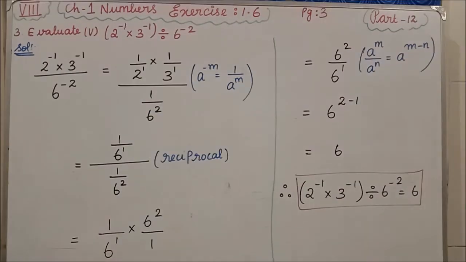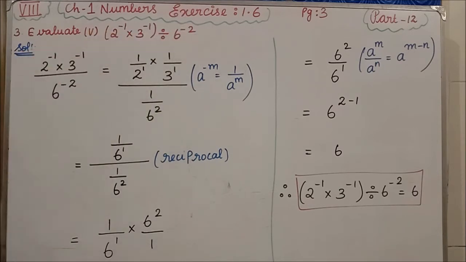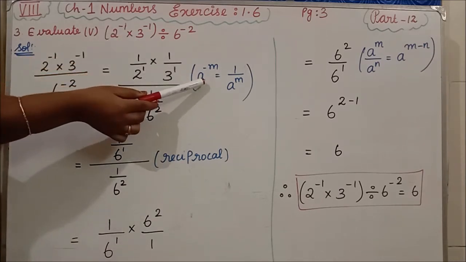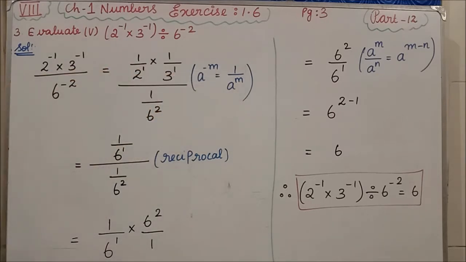Next in the third question, we will see the fifth subdivision. See the question, 2 power minus 1 into 3 power minus 1 divided by 6 power minus 2. As I told you before itself, if you are having minus in the power, it will become what? A power minus m means 1 divided by a power m we have to write.